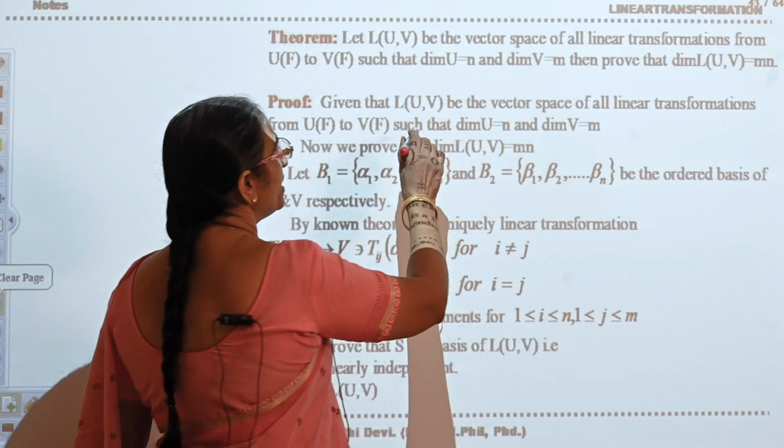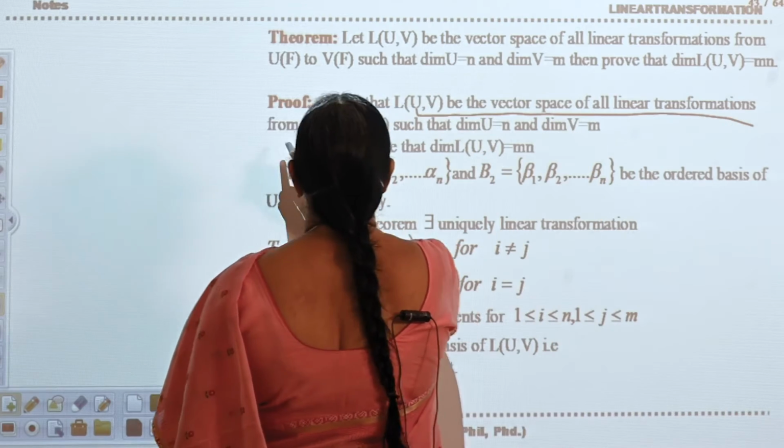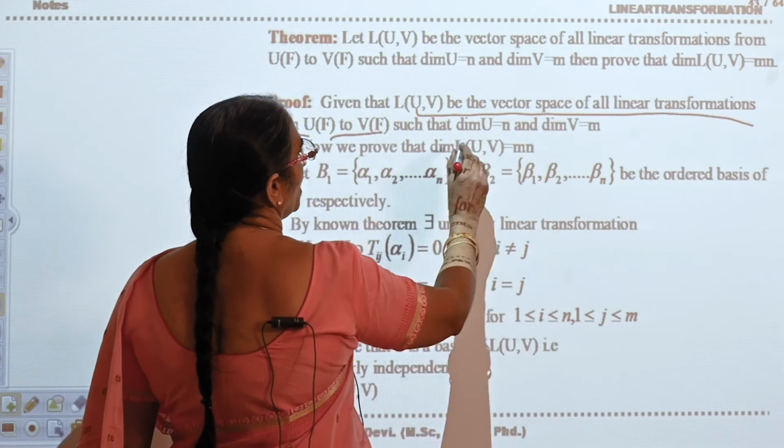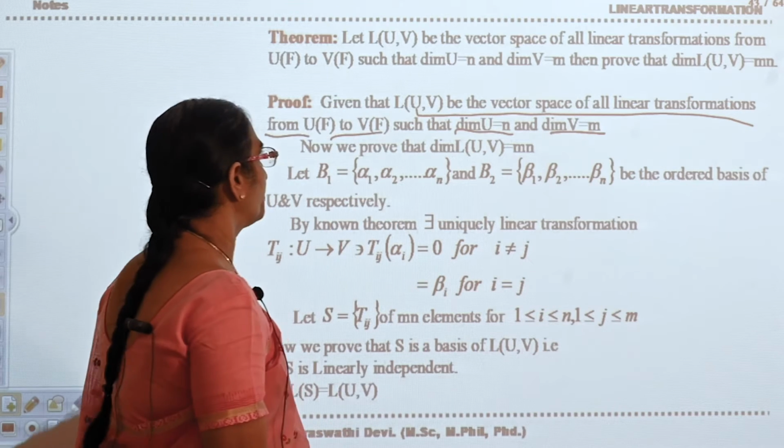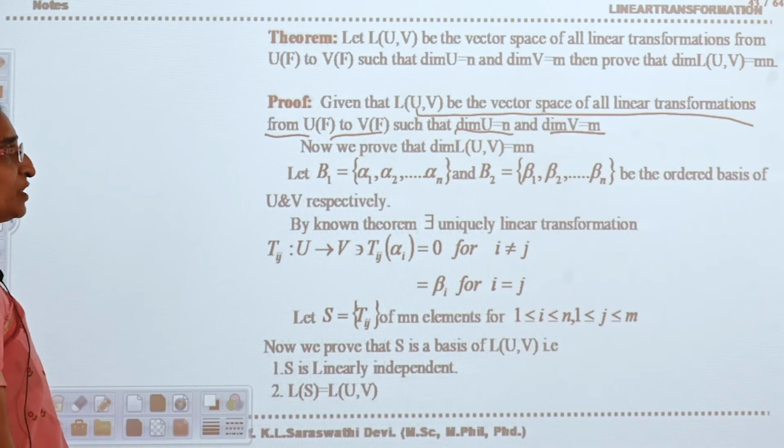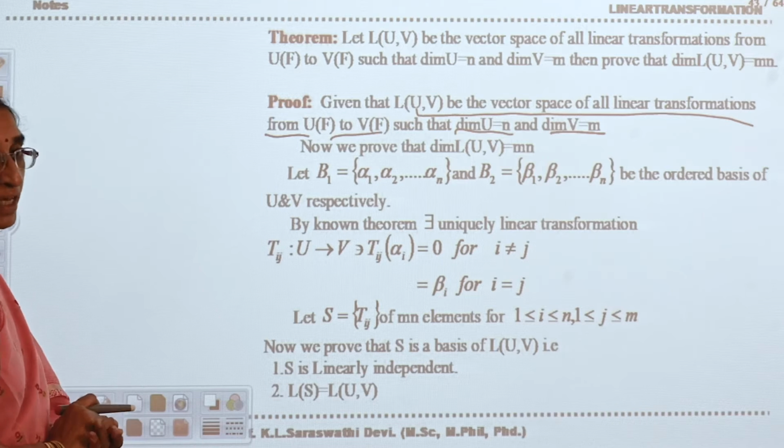Let L(U,V) be the vector space of all linear transformations from U to V. The dimension of U is n, given. The dimension of V is m, given. Now you have to prove that the dimension of L(U,V) is equal to mn.